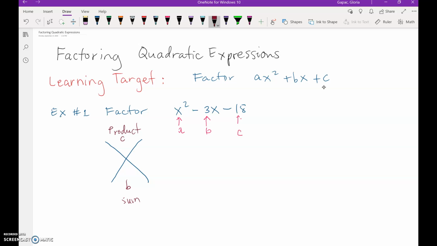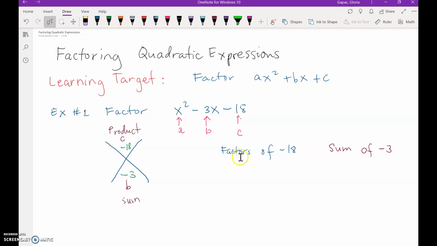So from the given x squared minus 3x minus 18, which one is C? So yeah, that is correct. C is negative 18. And then which one is B? Definitely, it is negative 3. And remember that we're going to be writing factors here. So factors of negative 18. And we will get the factors of negative 18.